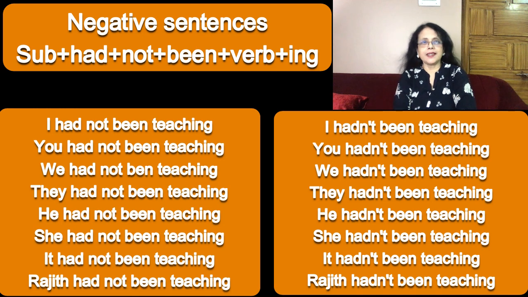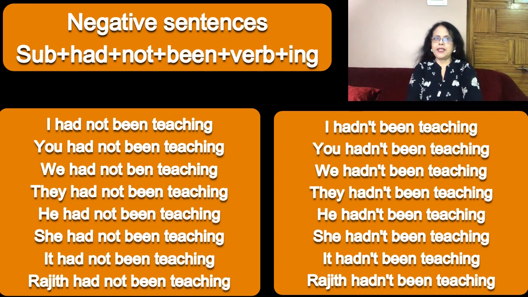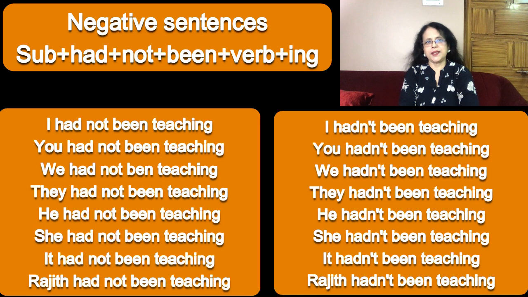Even that's very easy. There is not much difference, the only thing is we are adding not. Let's see the structure. Subject plus auxiliary verb plus not plus ing form of the verb. So some practice sentences for negatives. I had not been teaching. Let's use the short forms too. Let's use the contracted form too. I had not been teaching, I hadn't been teaching.